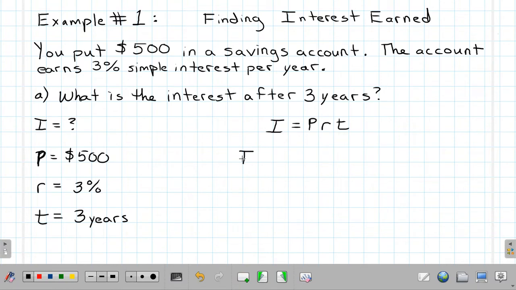So we have I is equal to P, which is 500, times R, which is 3%. But once again, we've got to remember, we have to write our percentages as decimals, okay? If we're plugging it into a formula, we're plugging it in to multiply, you have to change your percentages to decimals, okay? So that's 0.03, 0.03 times, in this case, 3 years. So if we do all that together, we get I, or the interest, is equal to 500 times 0.03.